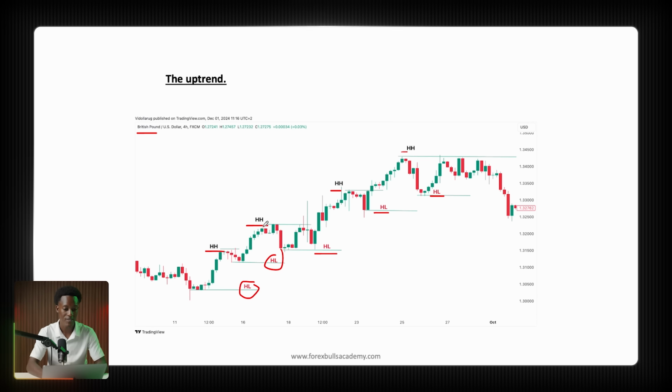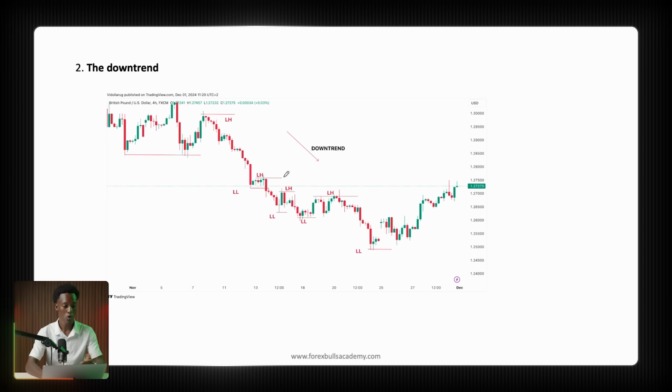Now, for you to confirm that it's a clear uptrend, we should always see a formation of new higher highs. We need to see the price continuously breaking the previous higher high to form a new one, breaking this one to form a new one. If this was to continue, we would have seen it breaking this to form a new one, just like that. And in such an instance, we would confirm and say, look, this is a clear uptrend.